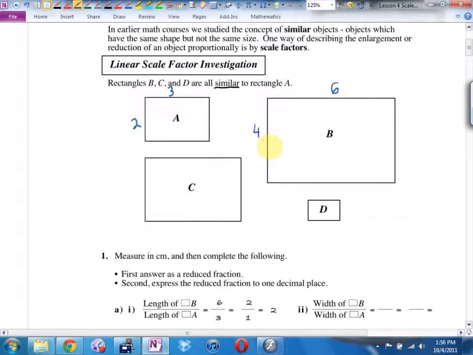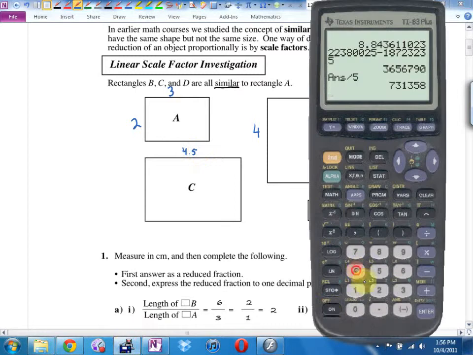What'd you get for this particular length here, length C? 4.5. Okay. If I go 4.5 divided by 3, because these two sides go together, it looks like I multiplied the 3 by 1.5. I'll bet you if I go 2 times 1.5, did you find that this side here was 3 long? Measure it. Is it?